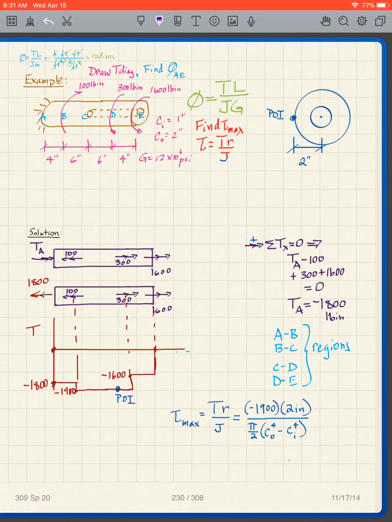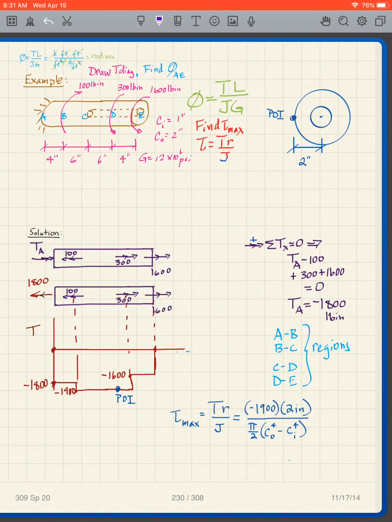So when I do my tau max equals TR over J, there's my point of interest, so I use negative 1900. My R is going to be 2 inches because that's the distance from the center to my point of interest. And then my J is simply pi over 2 times C outer to the fourth minus C inner to the fourth. So again, when we're looking for tau max, you have to find the point of interest.